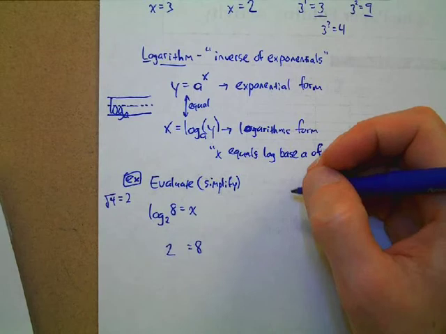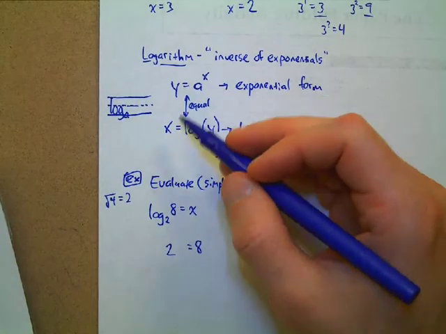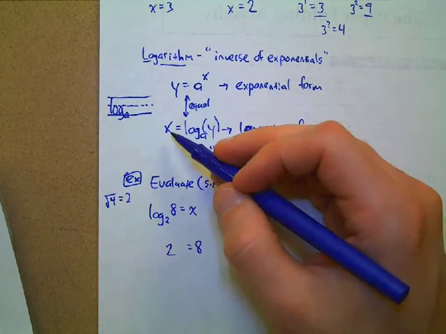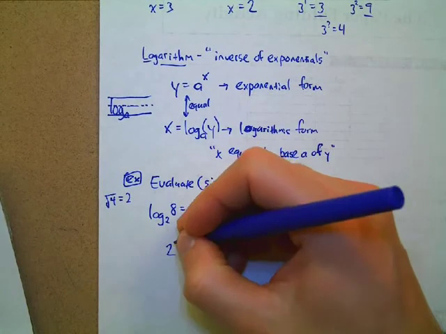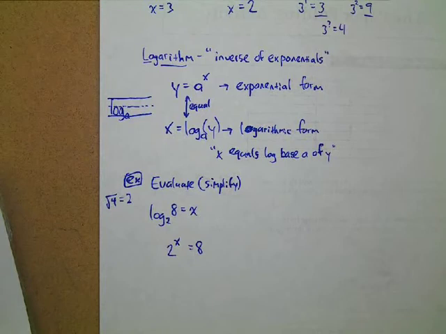Okay? And then where does this x go? It goes to the exponent of our base. So it'll be 2 to the x equals 8. That is our equation that we want to solve. Or this little bit of work here will allow us to find the value of our logarithm.